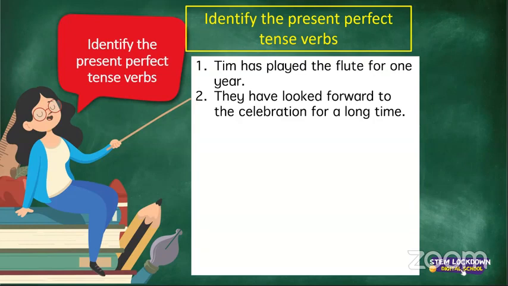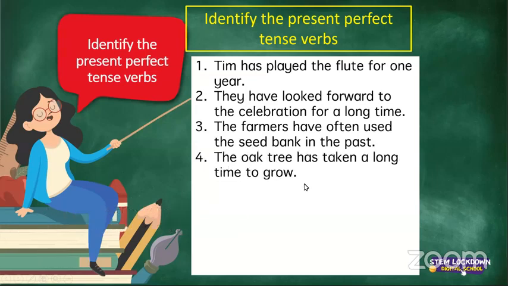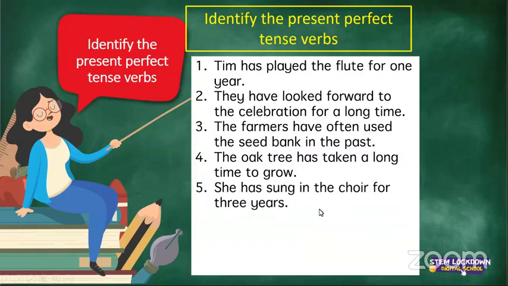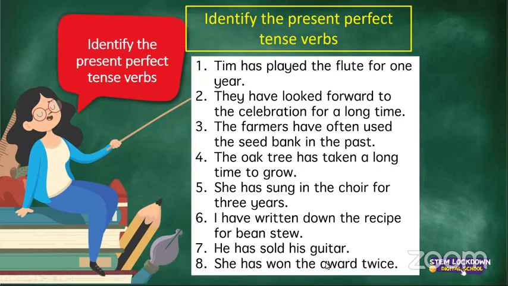Tim has played the flute for 1 year. They have looked forward to the celebration for a long time. The farmers have often used the seed bank in the past. The oak tree has taken a long time to grow. She has sung in the choir for 3 years. I have written down the recipe for bean stew. He has sold his guitar. She has won the award twice. Right, so can you write those down?